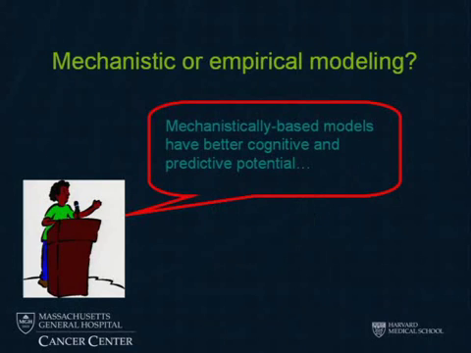Generally, in the modeling world, there are two schools of thought. Some people say that it is possible to develop models based on principles. So those are mechanistically based models. And the proponents of those say that mechanistically based models have better cognitive and predictive potential. This is true if the model that you have is correct, in other words, if it describes the underlying biology or mechanisms correctly. If it's not, then it's not true.